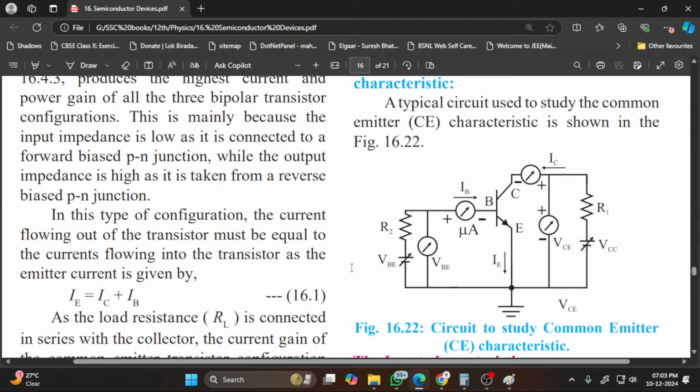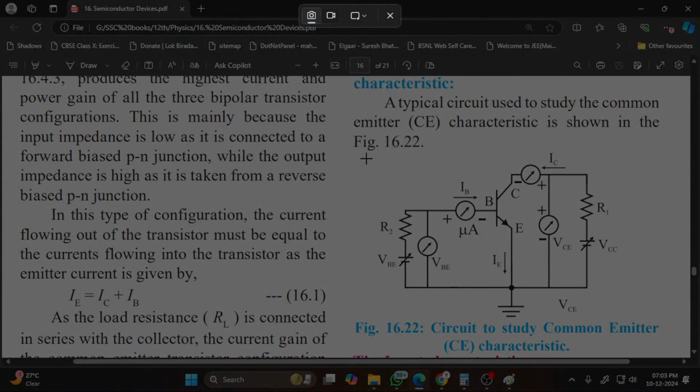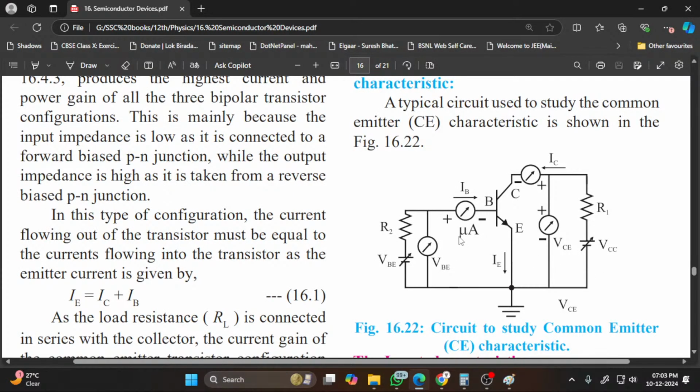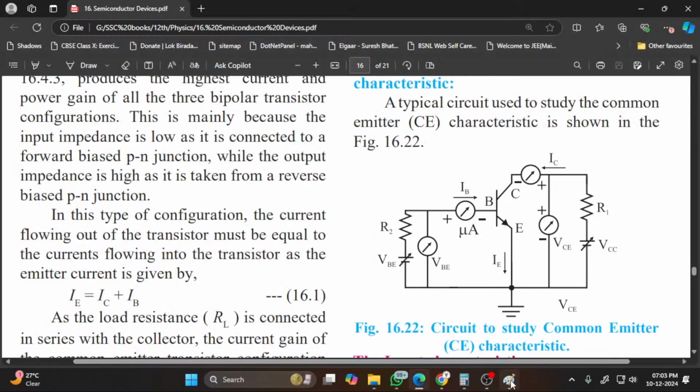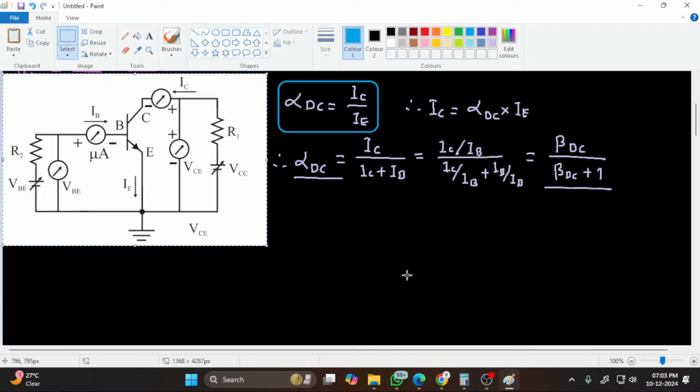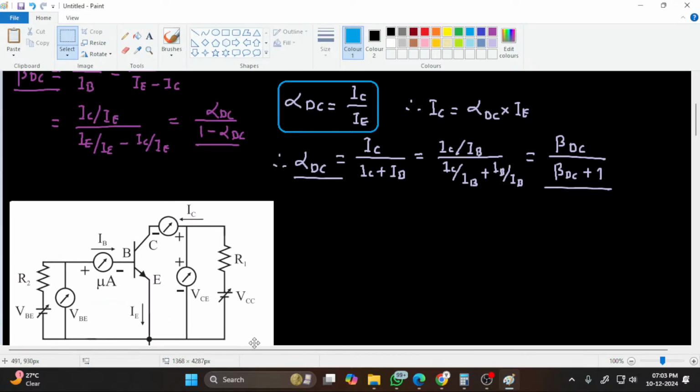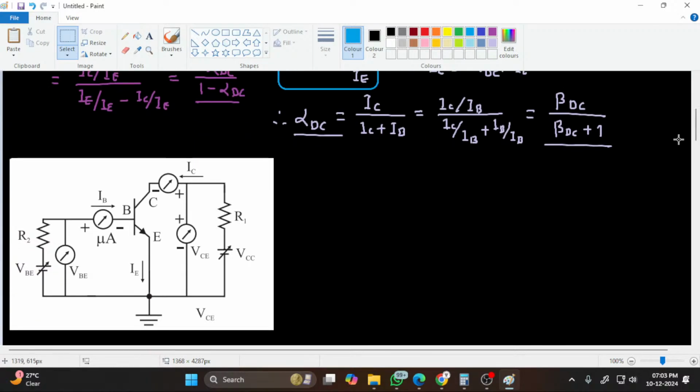So for measuring input output characteristics, the circuit is like this. Again, you can draw this circuit now or you can draw it later. This circuit is similar to what we have drawn in the previous case. Only thing here we are adding the voltmeters and ammeters for the measurement of voltages and currents. So the heading here is common emitter characteristics, or we can write CE characteristics.